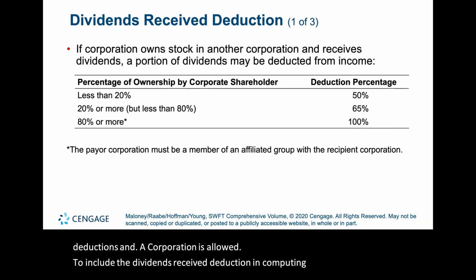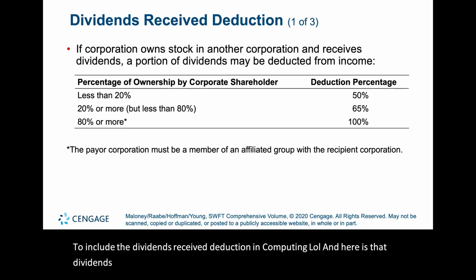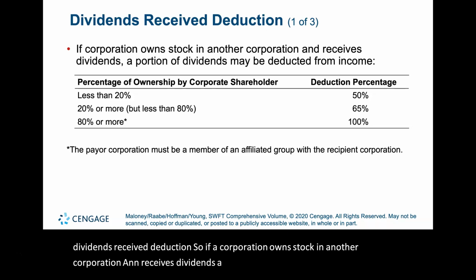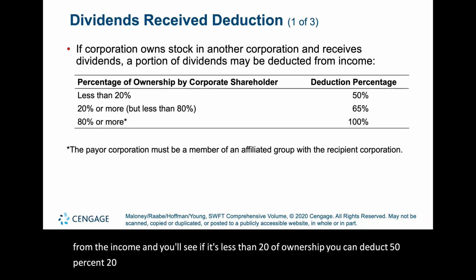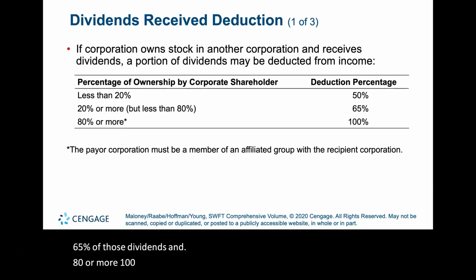And here is that dividends received deduction. So if a corporation owns stock in another corporation and receives dividends, a portion of those dividends may be deducted from the income. And you'll see if it's less than 20% of ownership, you can deduct 50%. 20% or more, so between 20 and 79%, you can deduct 65% of those dividends. And 80% or more, 100% is deductible.